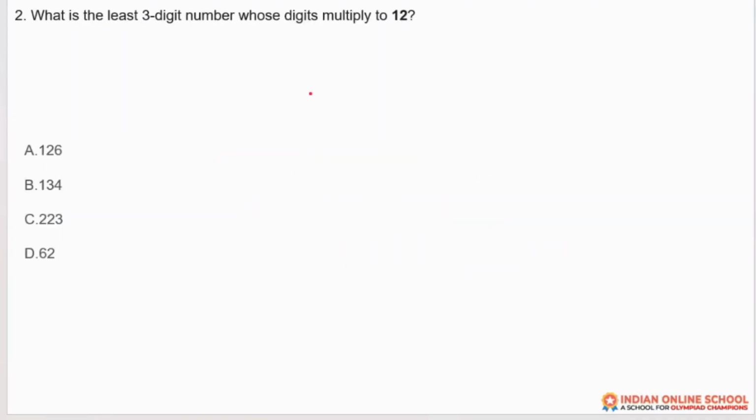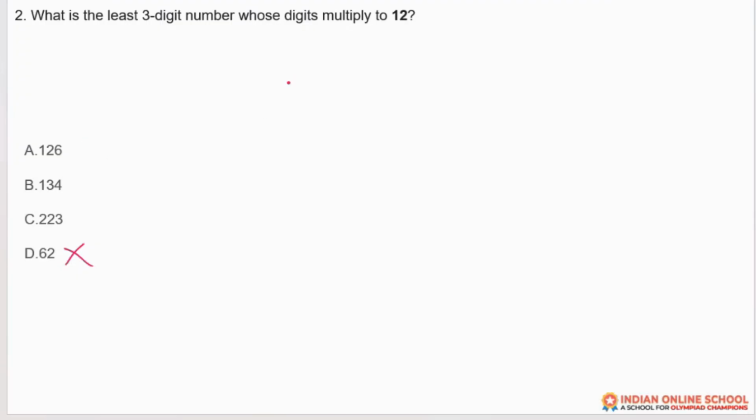Coming to the next question. What is the least 3-digit number whose digits multiply to 12? Here we have 4 options, right? We have to find the smallest 3-digit number. Options A, B and C are all 3-digit numbers, and option D is a 2-digit number, so it cannot be our answer because we want the least 3-digit number.